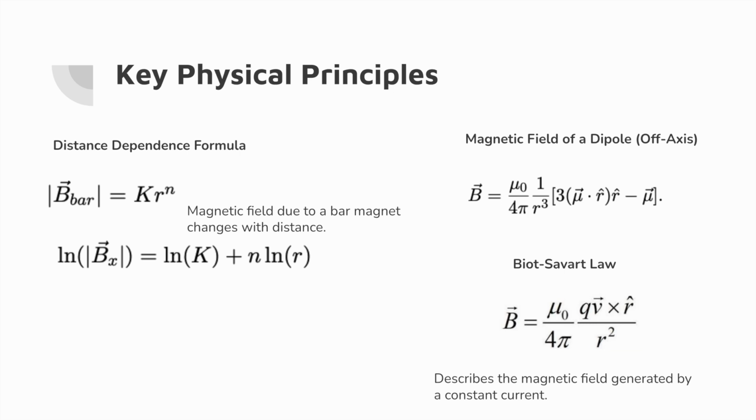We also need to know that the magnetic field of a dipole off axis is equal to this formula right here, which was used to calculate the magnetic fields and show them visually using the computational model. And then we also need to understand the Biot-Savart law, which describes the magnetic field generated by a constant current.